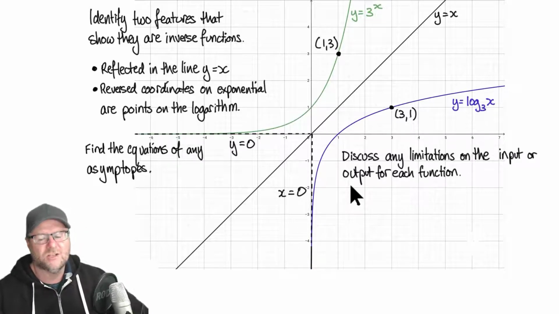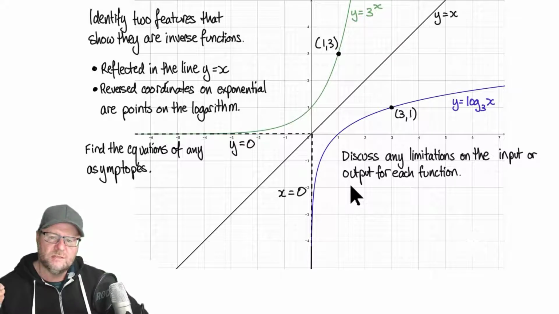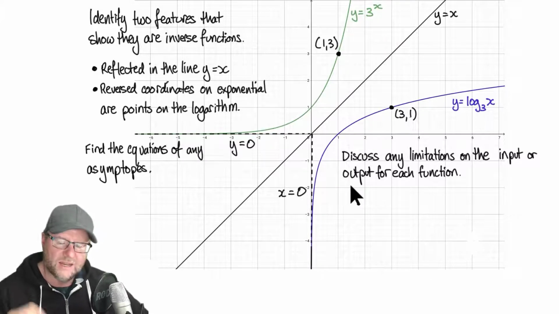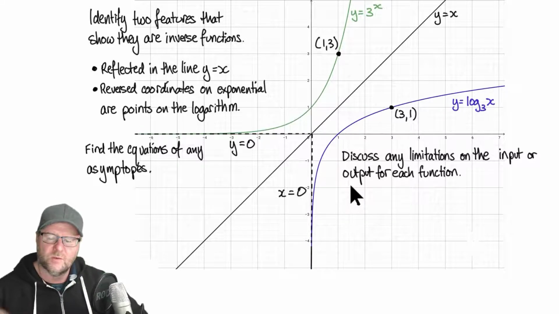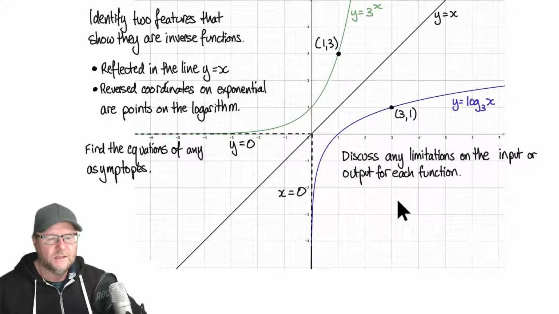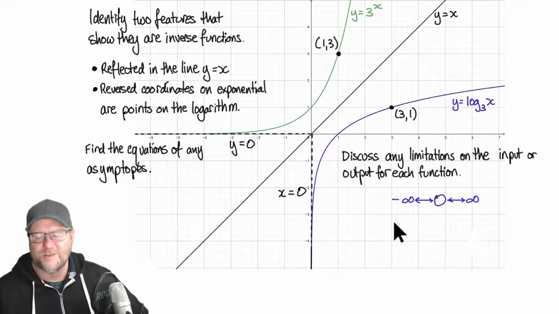Discuss any limitations on the input or the output for each function. So are there certain things you can or can't put in for your x values, or are there certain things that you just won't get out for your y values? Now, here's something I want to share with you. This works for me. Hopefully it'll work for you.